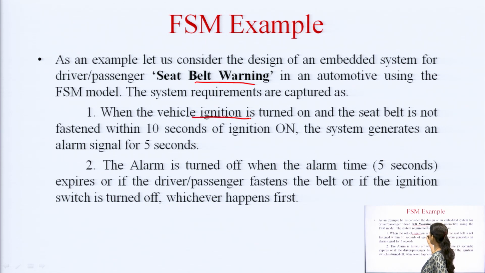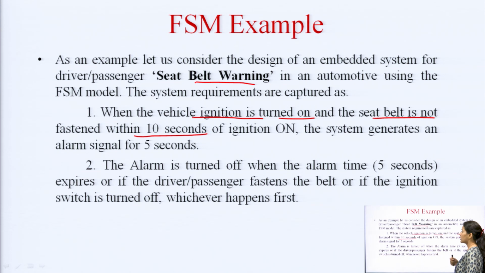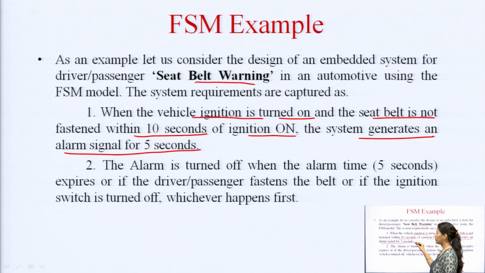When the vehicle ignition is turned on and the seat belt is not fastened within 10 seconds, suppose I have switched on my vehicle, and I have not fastened my seat belt within 10 seconds of ignition on, the system should generate the alarm signal for 5 seconds. So, the first condition is that within 10 seconds of switching on the ignition of the vehicle, the alarm signal should switch on for 5 seconds.